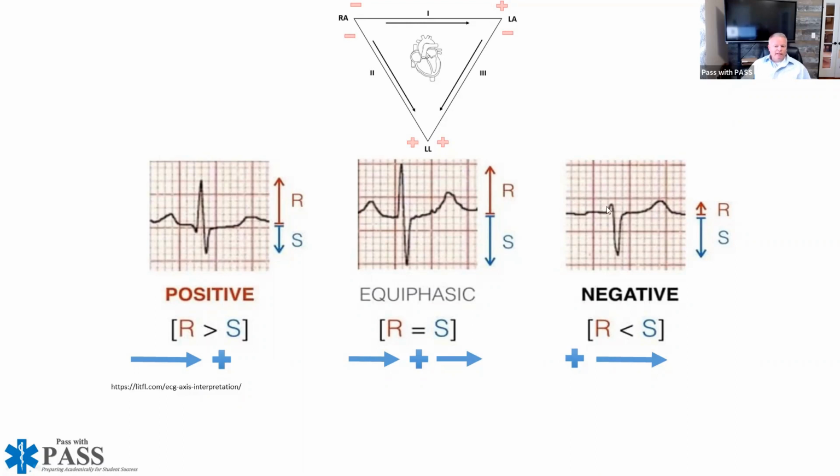So if I'm looking at that, I can see I just have a very small R wave, but then I have a huge S wave, and then it comes back up to the isoelectric line to form my T wave. So hopefully everybody is okay with understanding positive and negative. What's new on this particular slide for most of you is going to be the equiphasic. And again, all I'm looking at is that the R wave equates to the S wave. There's no measurements or anything. It's just a visual look.